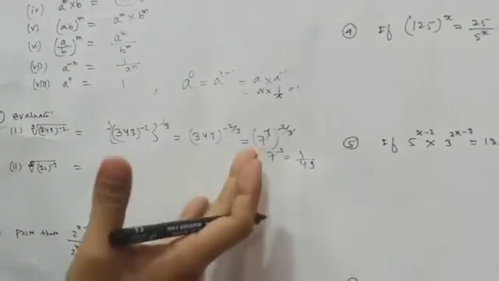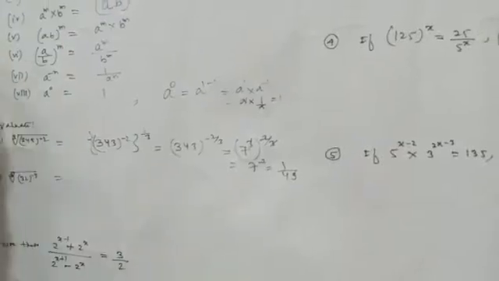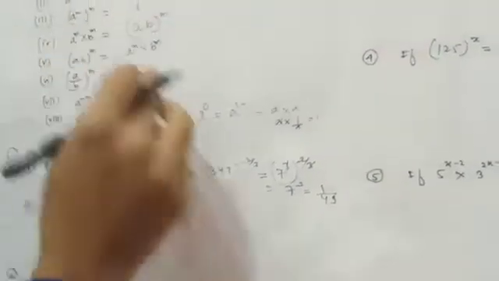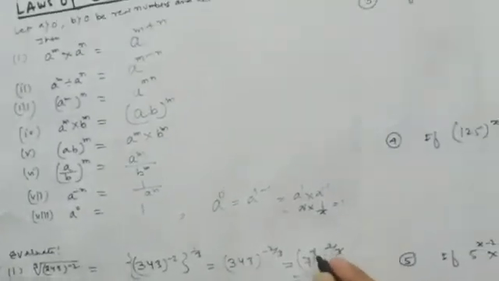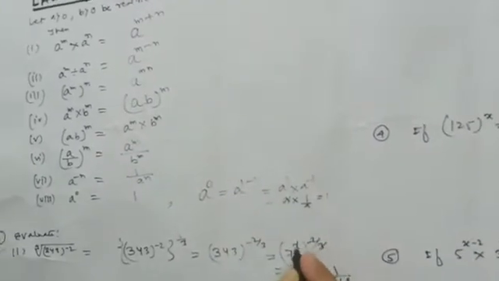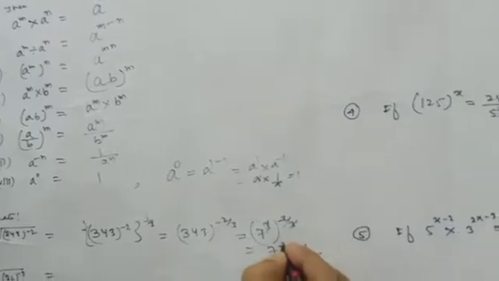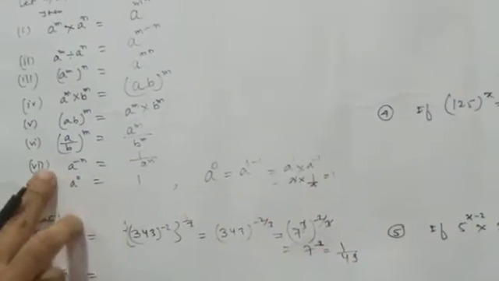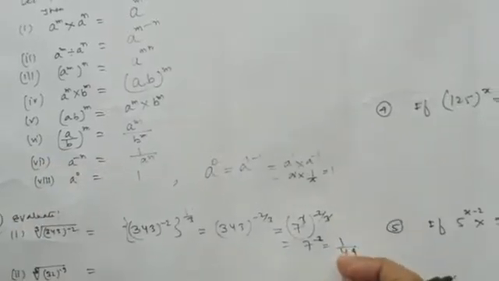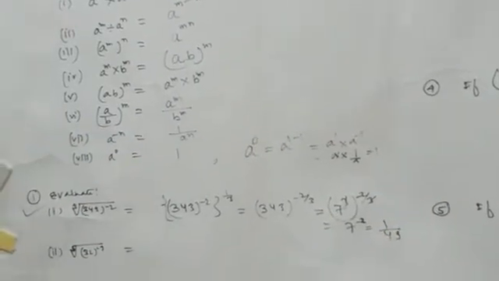Very easily we have applied law number 3 over here. How we are going to multiply this power and this power. Easily we multiply, the 3 cancels, 7 to power minus 2, and here again we have applied this law number 7. 1 by 7 to power 2 is 49.